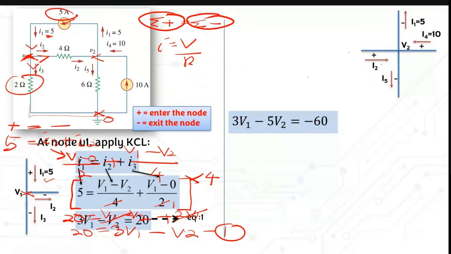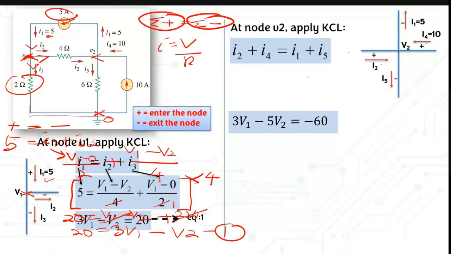Right, so you have this as your equation 1. And then after that, we go with this node V2, which is here. So I just write it again because we need to sum the entering current and equal it to the leaving current. So you can put I2 and I4 as entering the node, and I5 and I1 as leaving the node.